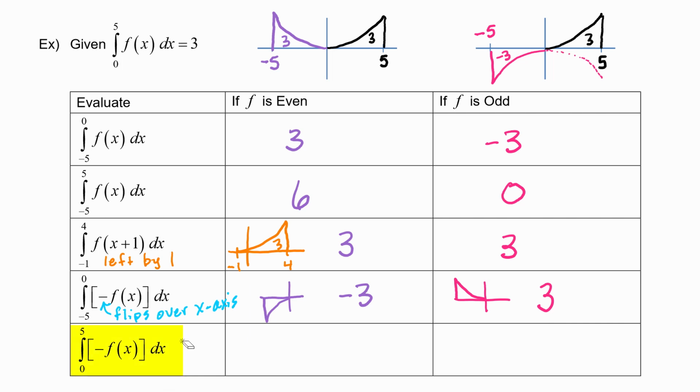This last one says take the integral from 0 to 5 of negative f of x dx. So if we look at the part from 0 to 5, that's this part right here. If it flips over the x-axis, that means it's going to be down here, and our integral would be negative 3. Now for the odd function, that part of the graph is the same, so if we flip it over the x-axis, it's going to go below, and it would also be negative 3.